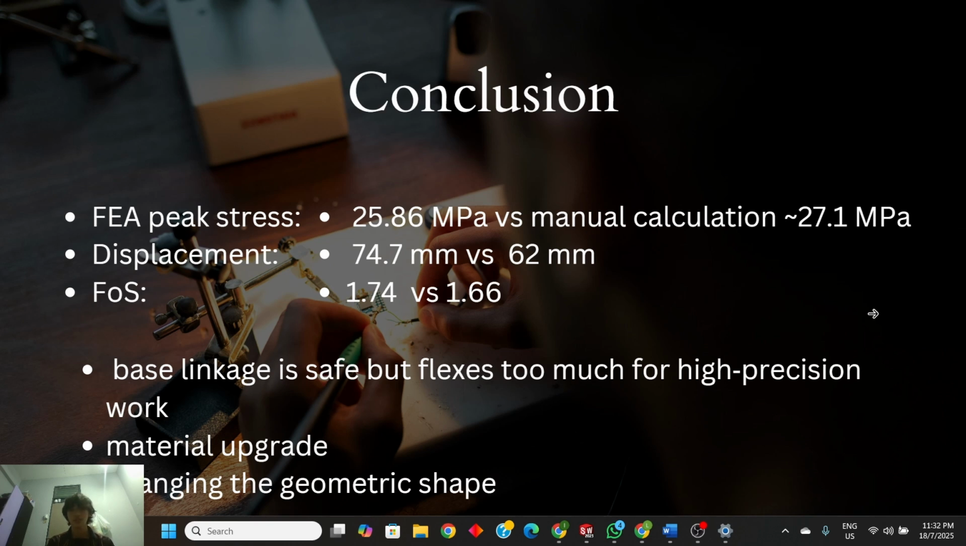Based on this result, we can conclude that the base linkage is safe, but it flexes too much for high precision work. In order to solve this issue, we have to do a material upgrade, or change the geometric shape of our robotic arm.